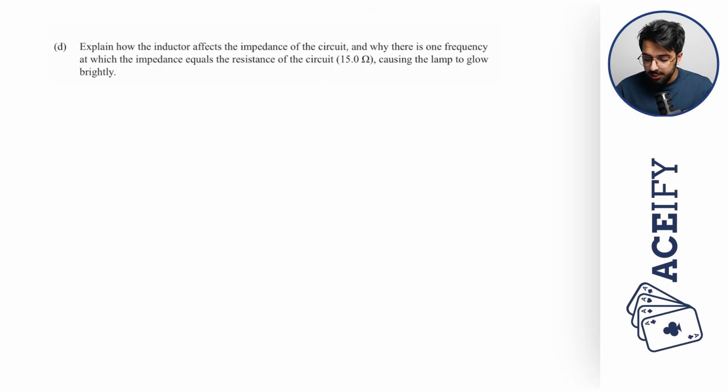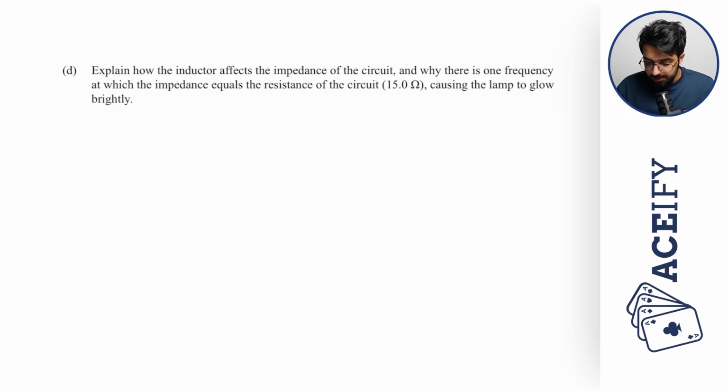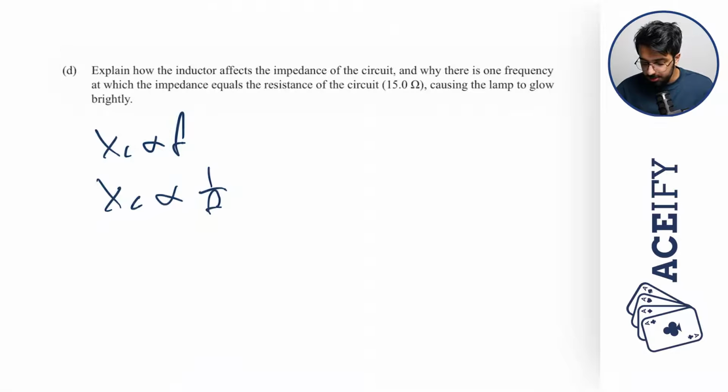Explain how the inductor affects the impedance of the circuit and why there is one frequency at which the impedance equals the resistance of the circuit, causing the lamp to glow the brightest. So this is what I went through very quickly before I solved this equation. We know that XL is directly proportional to our frequency, and XC is inversely proportional to our frequency. Therefore, if we increase our frequency, the reactance of our inductor is going to increase. However, the reactance of our capacitor is going to decrease.